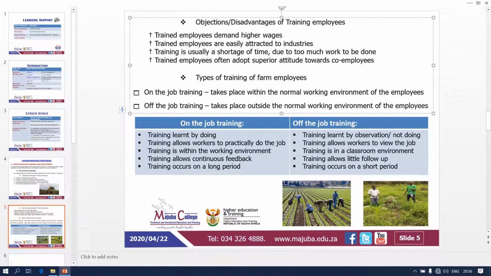In a classroom environment, can you see he's holding papers? This one is just in a classroom because there's nothing that he's doing. It allows little follow up. There's nothing much that you can question. And then it's going to happen in a short time. This is how these two are different in terms of training. Right, let's move on.